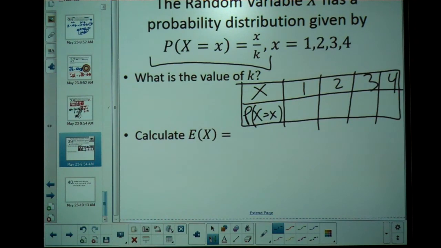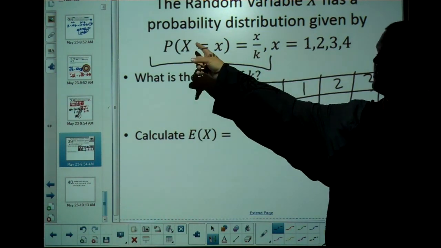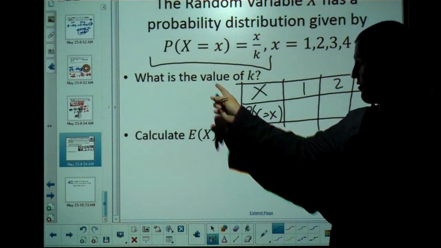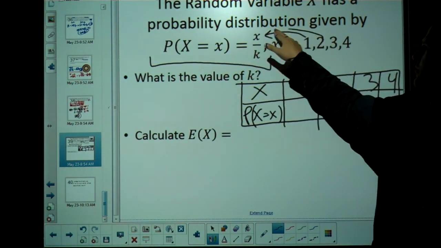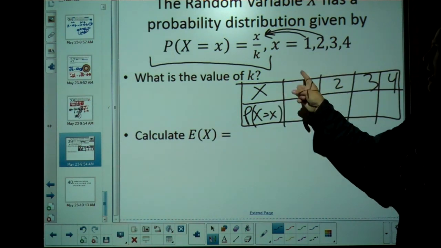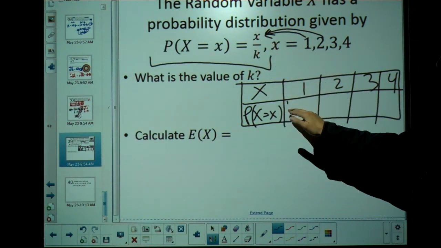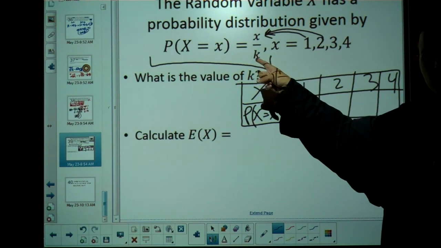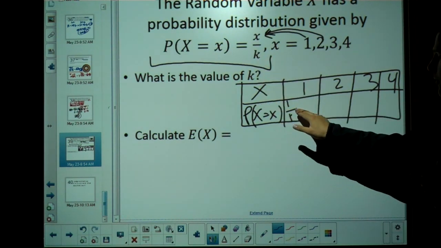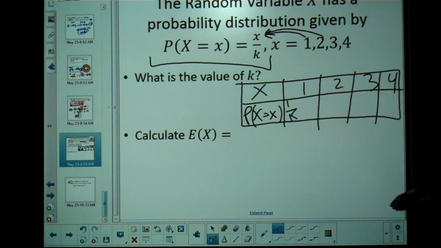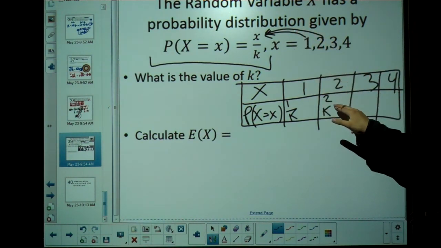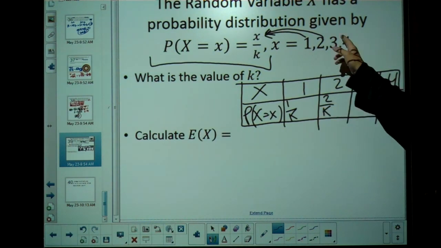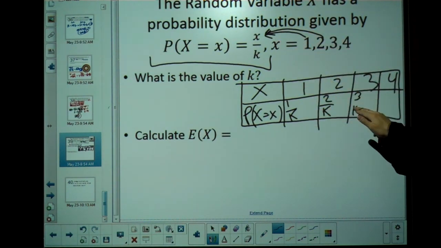Now, in order to do this, because this is a formula that says the probability of x being whatever it is, we have to actually plug in these numbers for each spot. So when I have x is 1, I plug in a 1 right here. So that means 1 over, do you know what k is? Because I don't, so I'm going to leave it as k. 1 over k. Let's go to the next one. The next one says plug in a 2, x is 2. So the next one is 2 over k. Final, or third one, plug in a 3, that's 3 over k, and that's 4 over k.